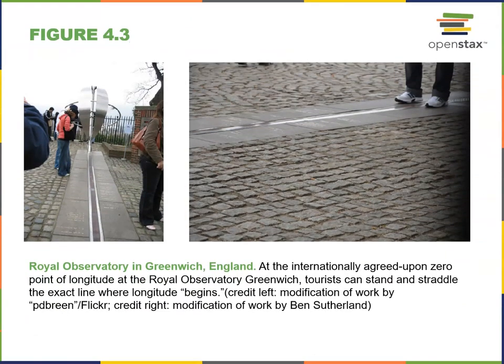Over time, the agreed-upon location of the prime meridian has changed. However, today, we internationally agree that Greenwich, England is the prime meridian. When we measure longitude, we are measuring east or west of this prime meridian.